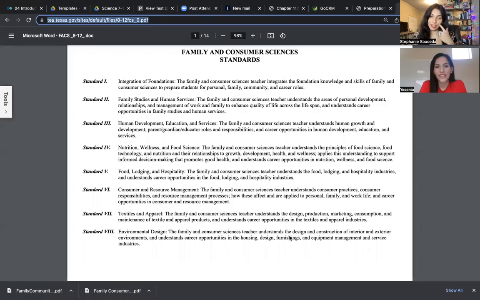Learning because it's a little bit more challenging. Okay, so like I said, this document, every content area has, and they're on the TEA website. This is like the Bible for each individual one, for their competencies and where the test maker gets the standards for the competencies. So you have the different overarching ideas: integration and foundation, family studies and human services, human development education services, nutrition, wellness, and food science, food, lodging, and hospitality, the ones that we also discuss.